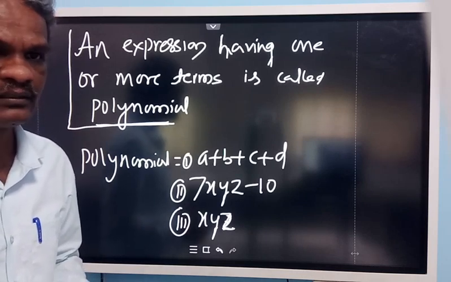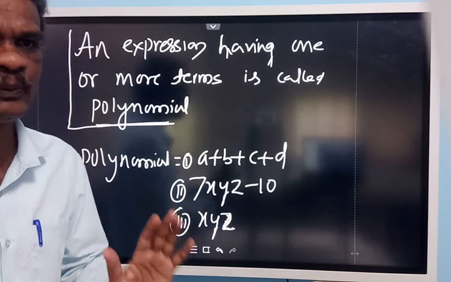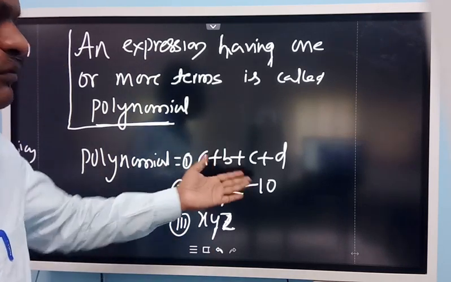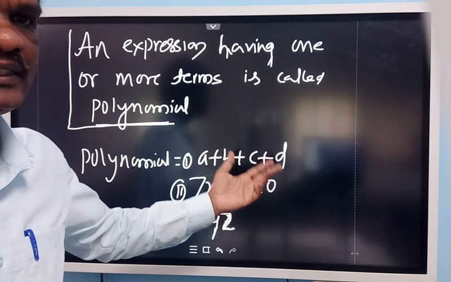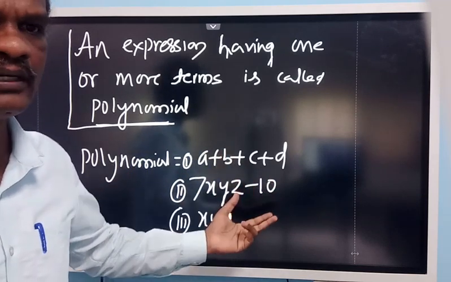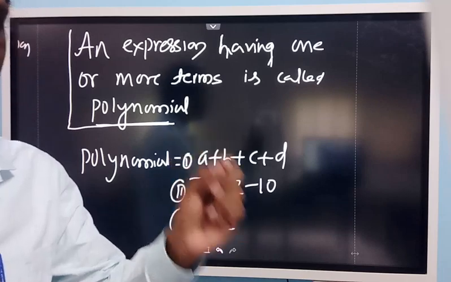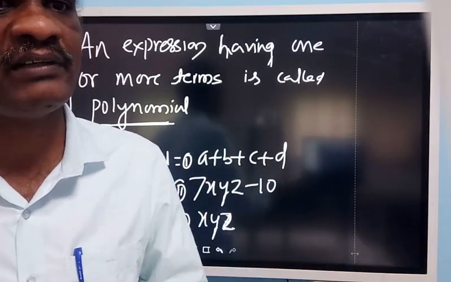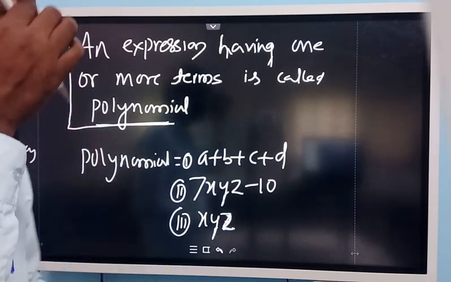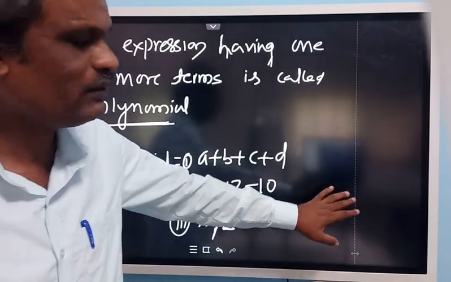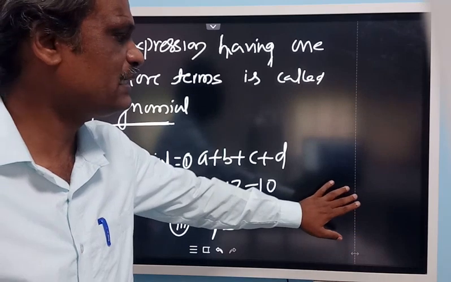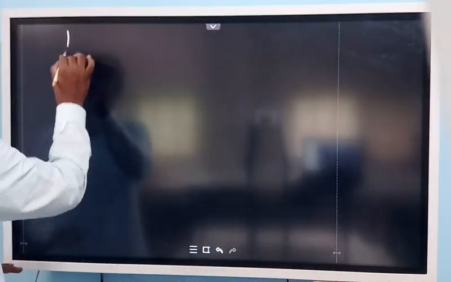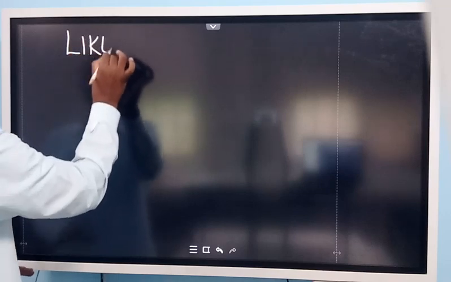You got it? You understood what a polynomial is? So when the number of terms increases, we say it by its number of terms. Suppose an expression contains 10 terms, we call it a polynomial with 10 terms. Now, let us go to like terms and unlike terms. What are like terms and unlike terms?